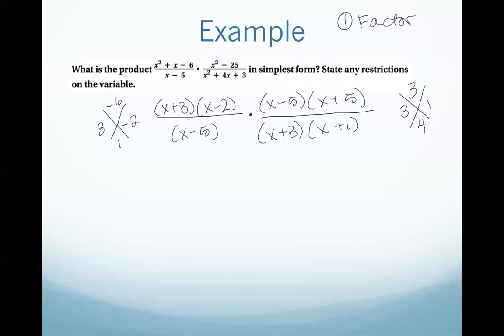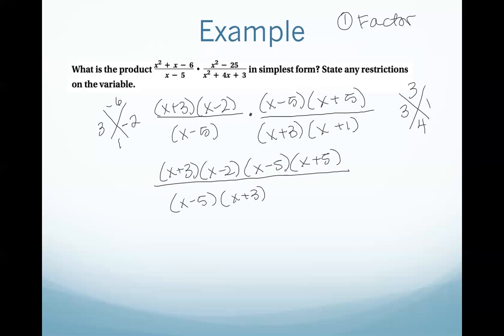Okay, now because this is multiplication, the numerators are going to be multiplied together. And since parentheses means multiplication, I can essentially ignore that multiplication sign and write it all as one big fraction. Okay, so I'm going to write that in a second line so that we see where it comes from. x plus 3 times x minus 2 times x minus 5 times x plus 5 all over x minus 5 times x plus 3 times x plus 1.